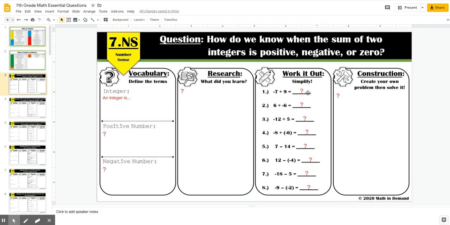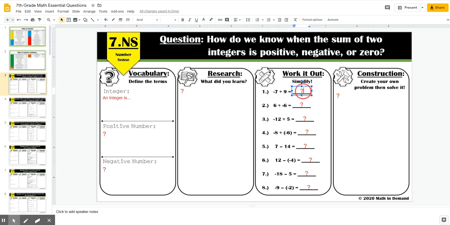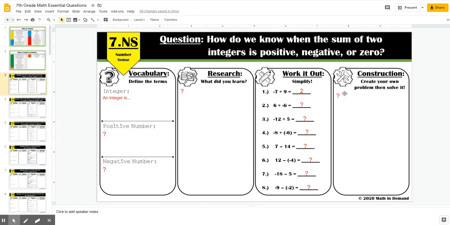Next one is work it out. Students can fill in their answers. So -7 plus 2, they will go in there and they'll say, oh, well, I know that is -5. And then they'll go on, after solving all these problems, they'll go on to creating their own problem.